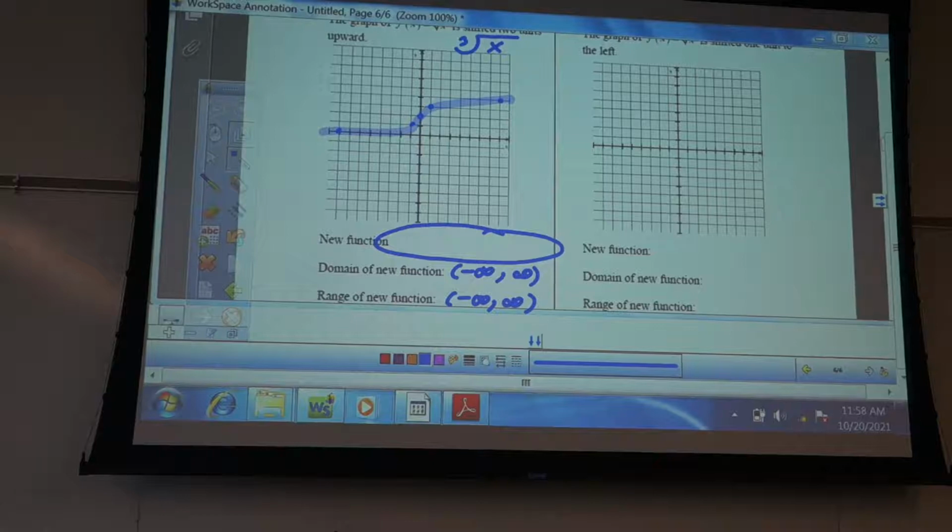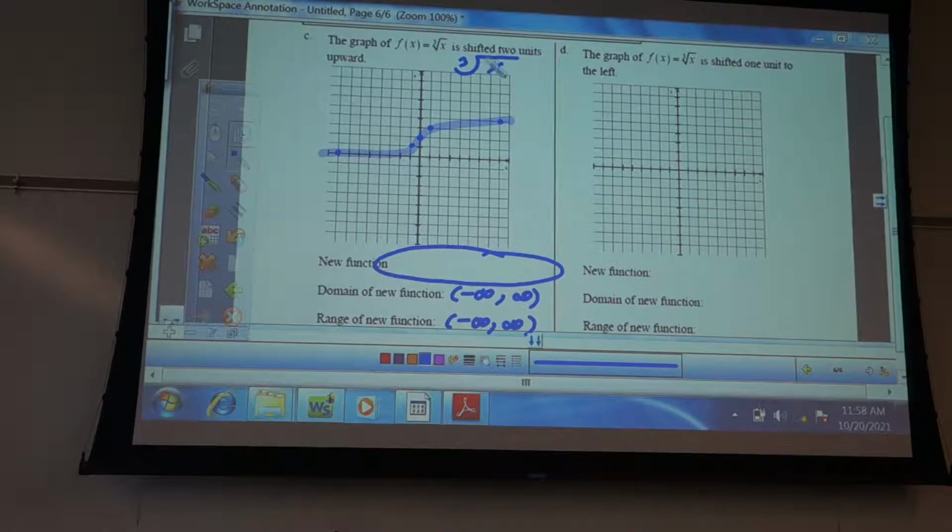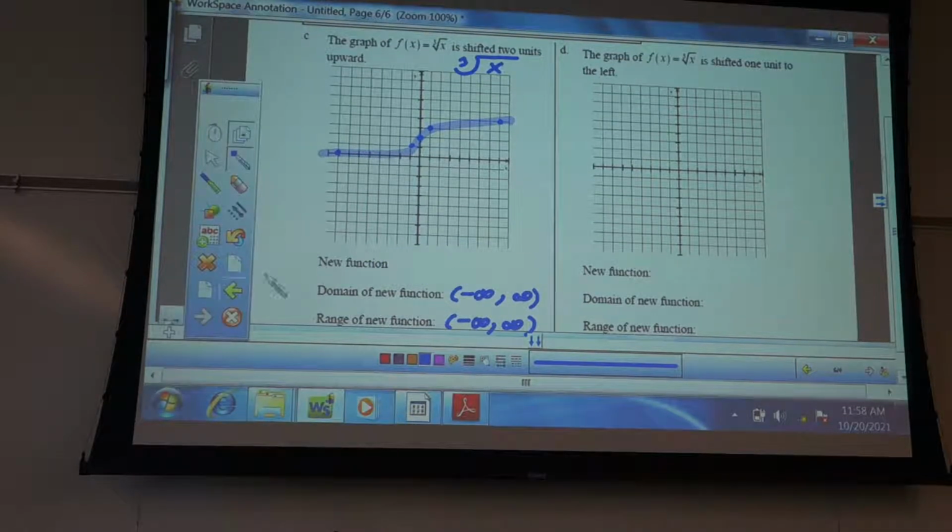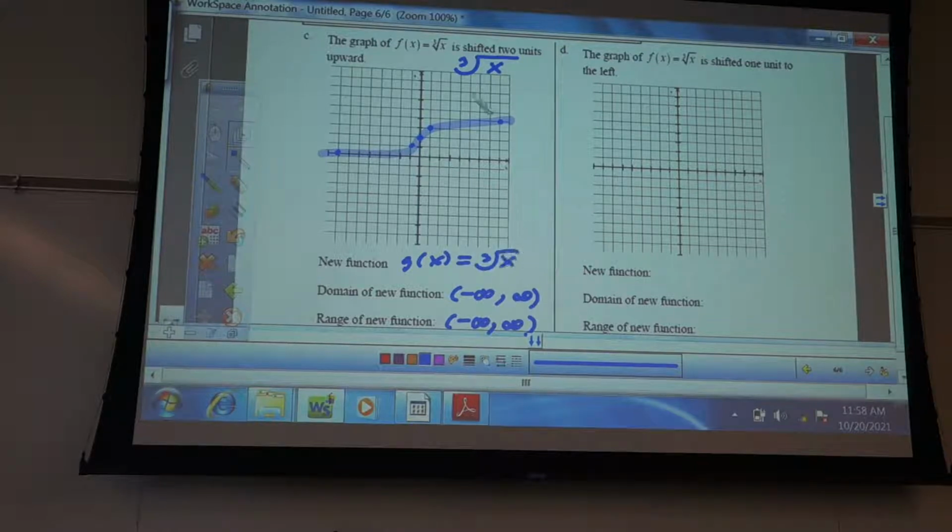This one? Let's go over this. So what we've got is, I want to write my function. I want to go 2 up. Is up my inside or my outside? Outside. So I'm going to write the function g of x equals cube root of x, and then on the outside I'm going to put up 2, so plus 2 on the outside.